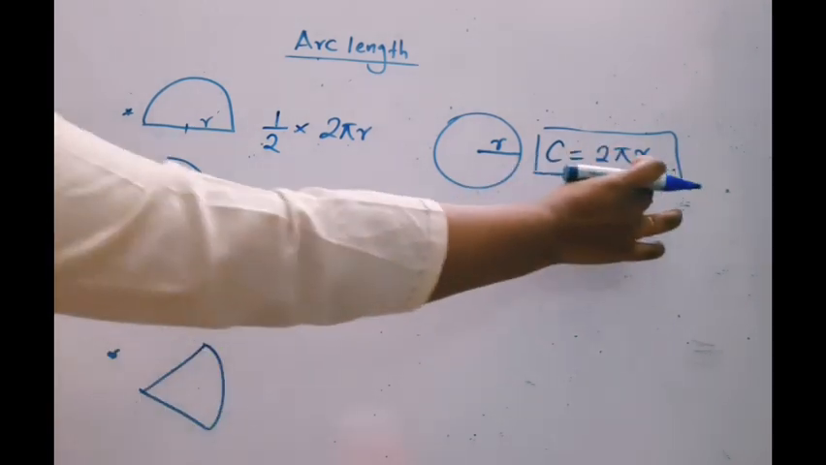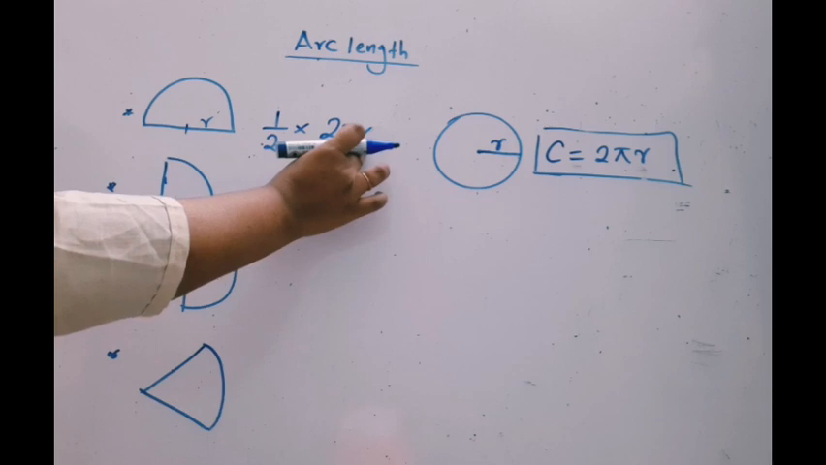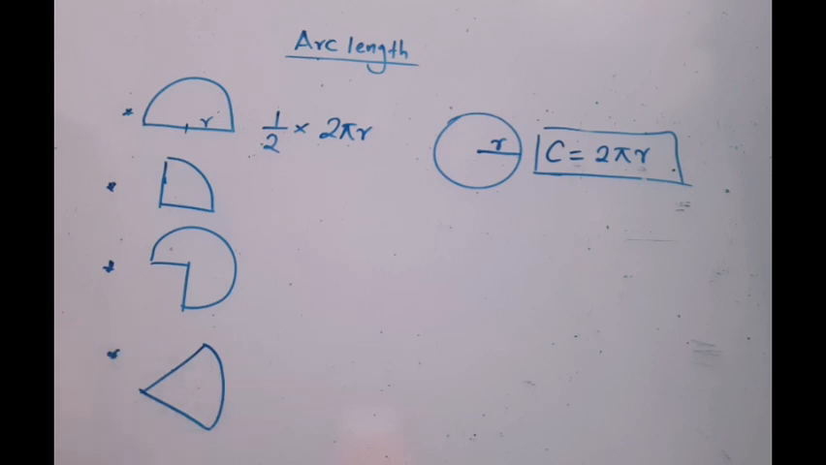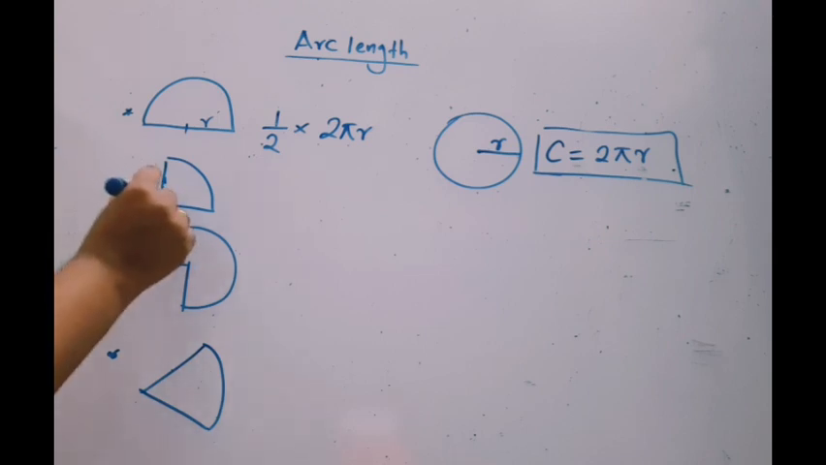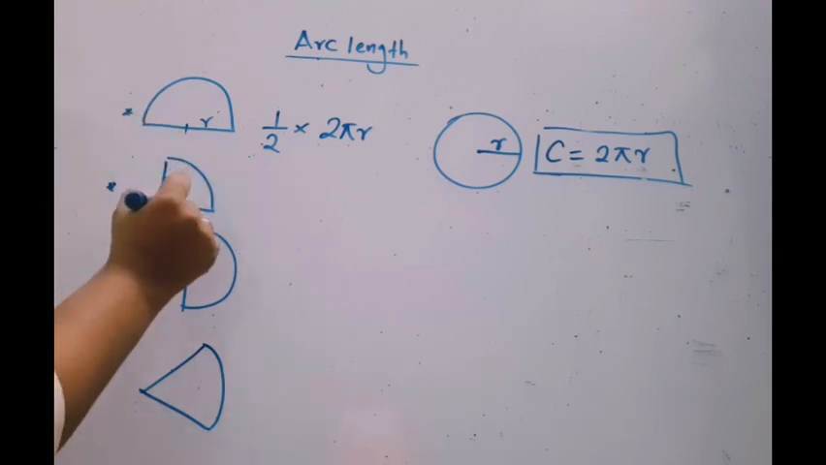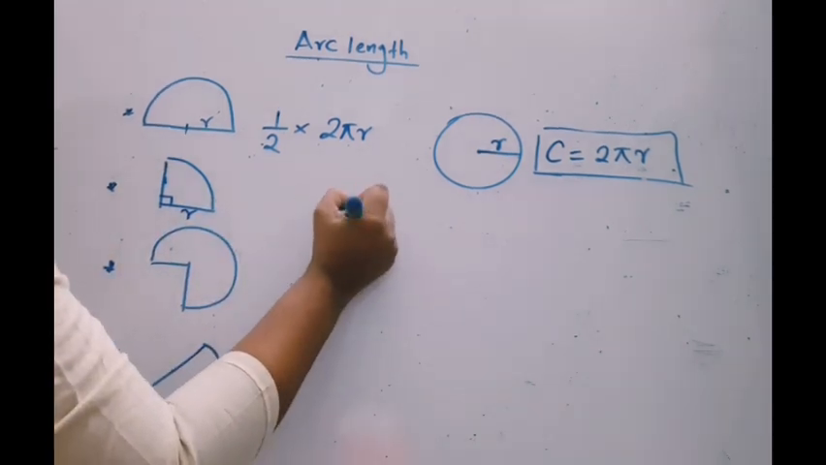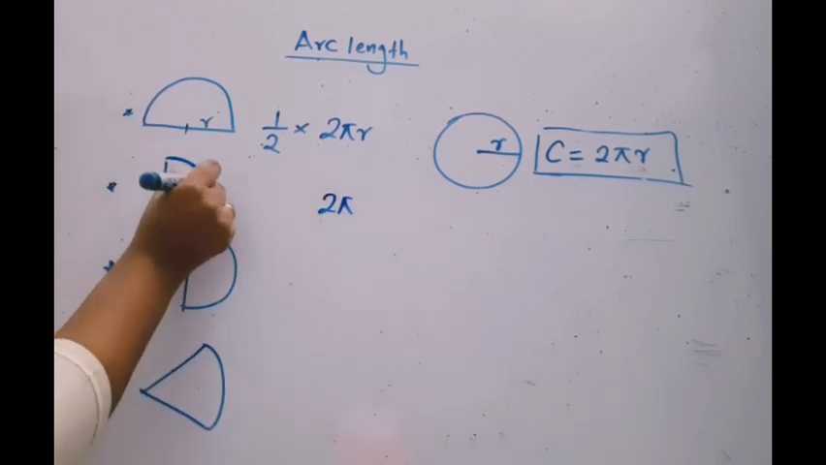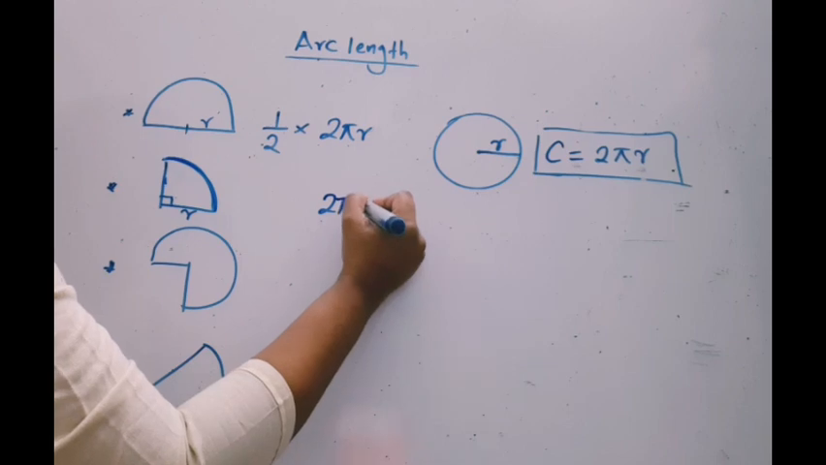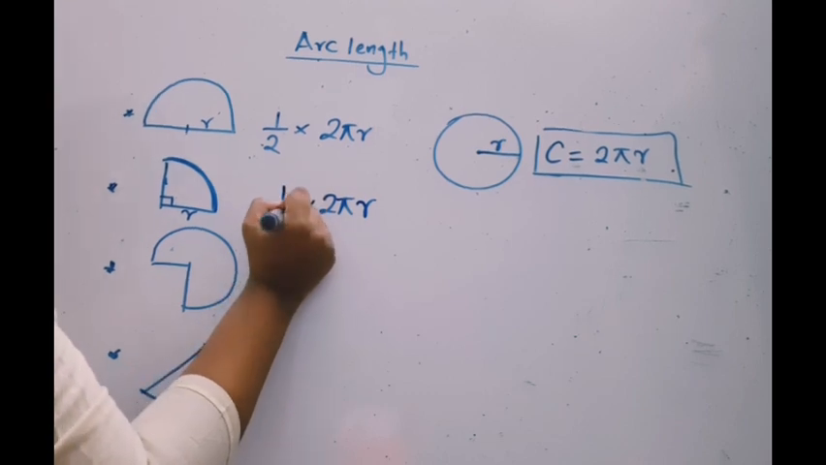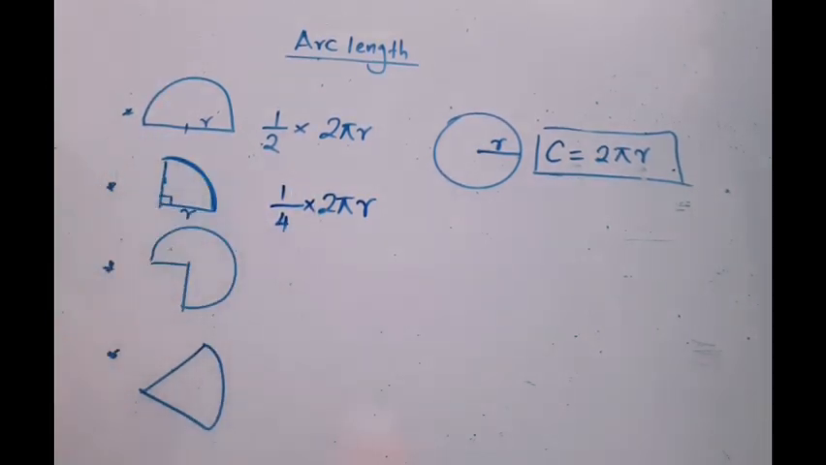So what did we do? We wrote the circumference formula of the circle, and since this is a semicircle, we multiplied the formula by half. That's all. Now let's move on to the next one, which is a quarter circle, and I am considering the radius as r. Here the arc length, which is this curved line only, is derived by the formula 2 pi r times 1/4, because since this is a quarter circle, we are multiplying the same formula by 1/4.